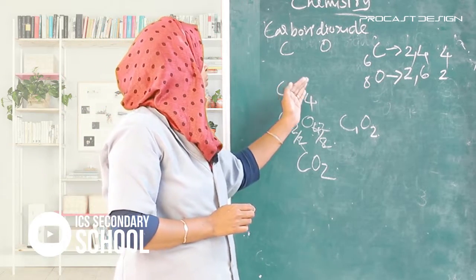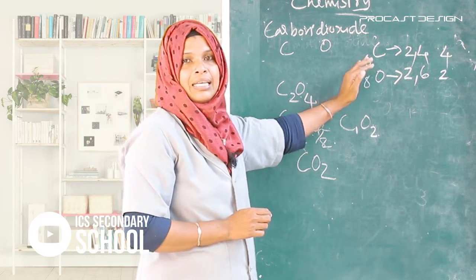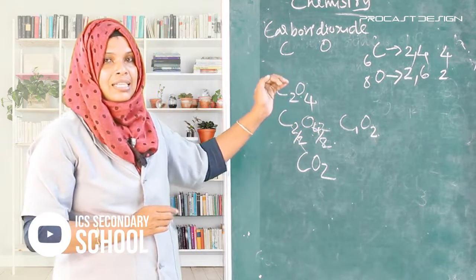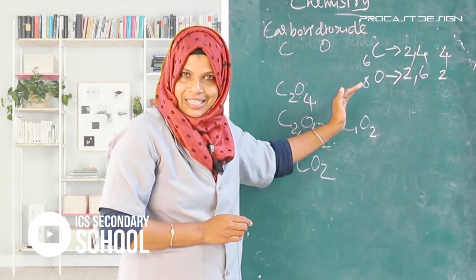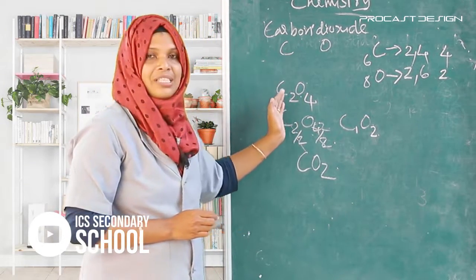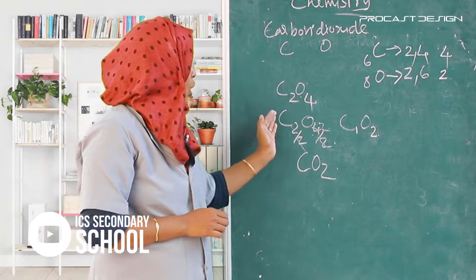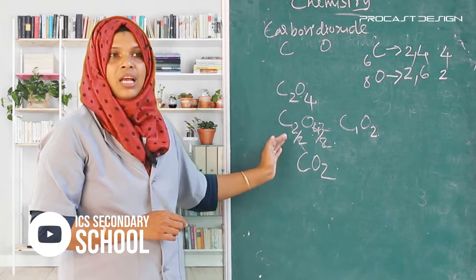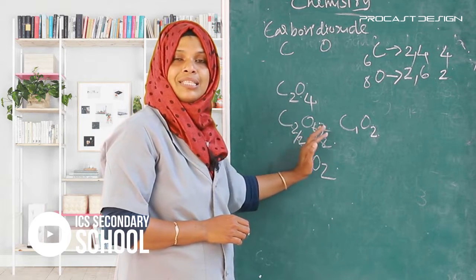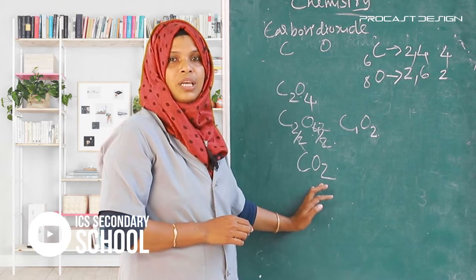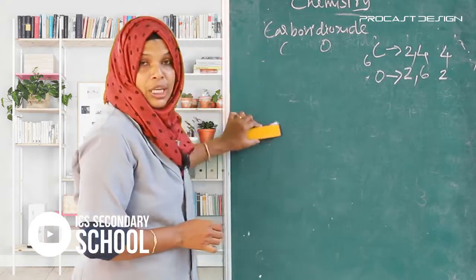First, you write the symbols, then find out the valency and interchange the valency. Consider less electronegative first and more electronegative second. Then interchange the valencies and divide by a common factor. Last we get the chemical formula of carbon dioxide, CO2. Next, here is a table for you in your textbook.